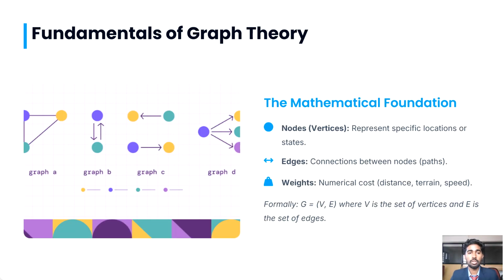So next we are going to discuss the fundamentals of graph theory. Graph theory is a math concept used to represent connections. In a graph, we have nodes and edges. Nodes represent the locations and the edges represent the paths between locations. Some paths may have different costs, like long distance or difficult terrain.